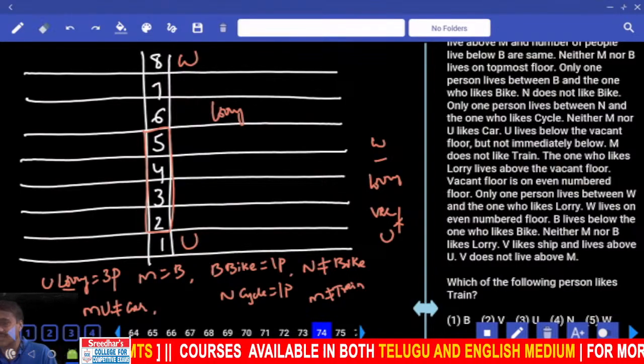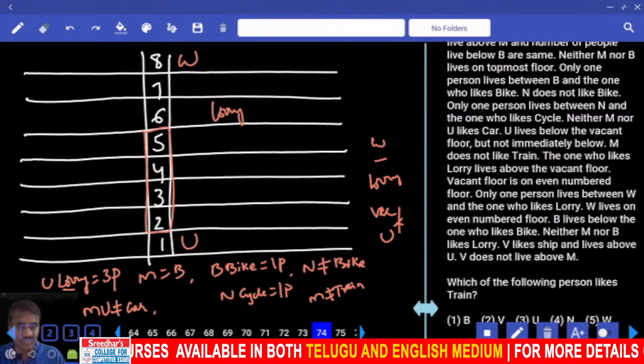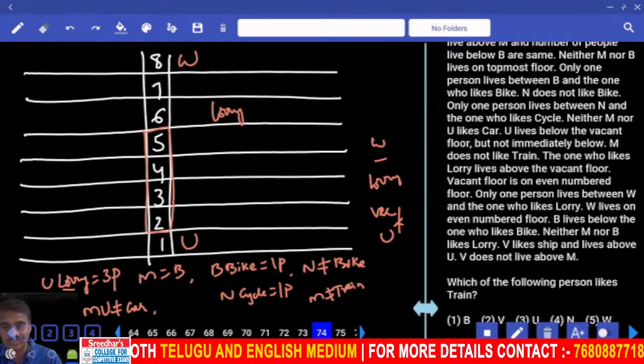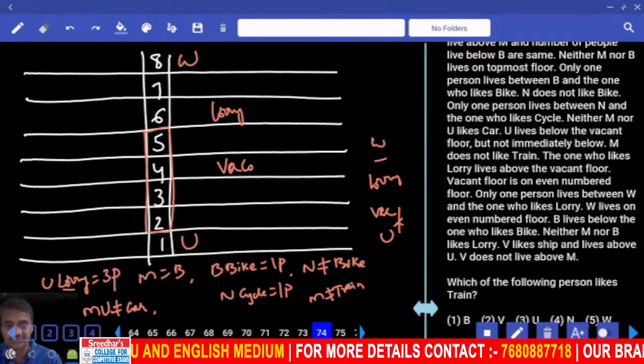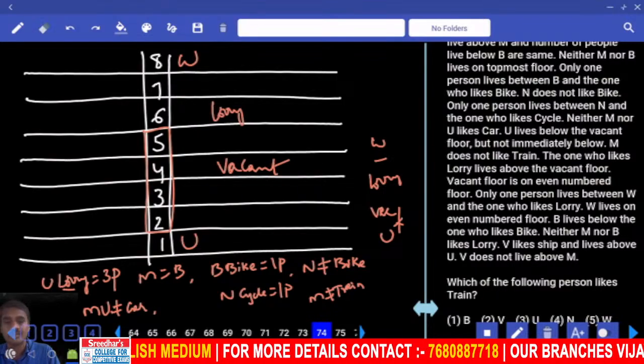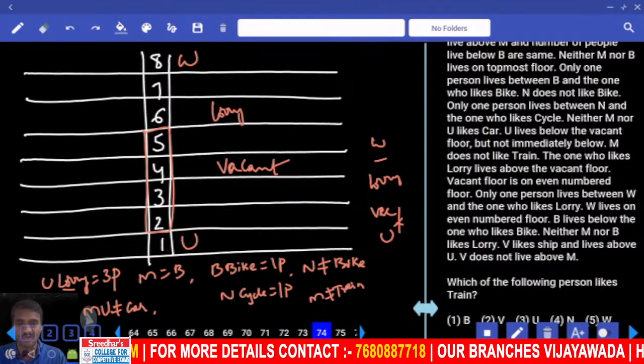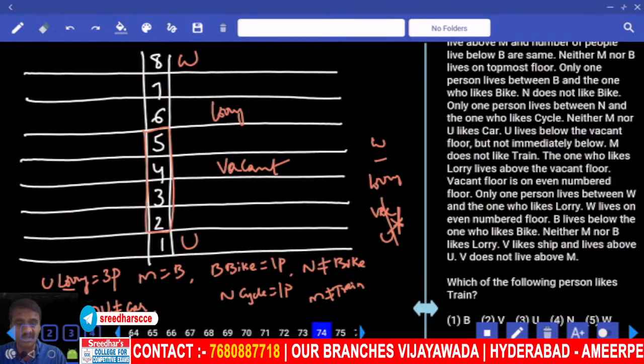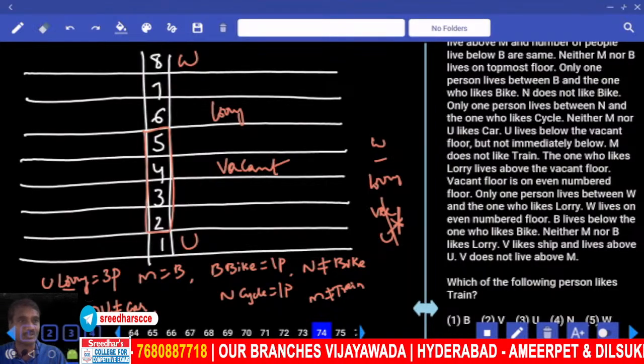Why can't it be second? Because below this vacant, there must be U, but not immediate. So which is vacant? Fourth is vacant. Then if the fourth is vacant, U is below this vacant but not immediate. With the help of this information, vacant cannot be on the second floor, we are able to determine.